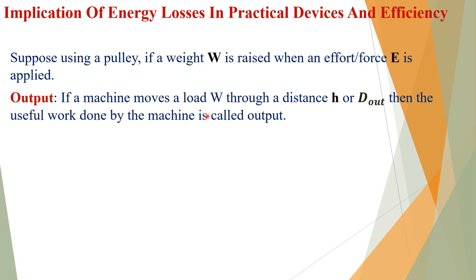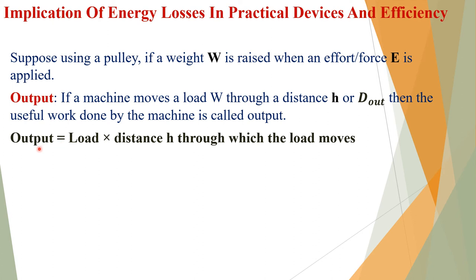And in return, we get output from the machine. If a machine moves a load W through a distance H, then the useful work done by the machine is called output. So in output, this load covers distance H, and we can lift this load having weight W. So output done by the machine is equal to load into distance H through which the load moves. The load has weight W, and we know that force into distance is known as work done. So this work is done by that machine as output.